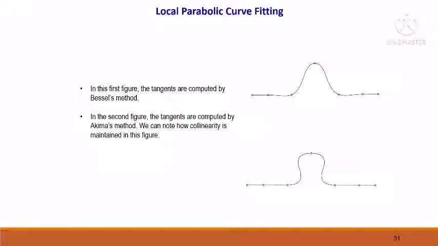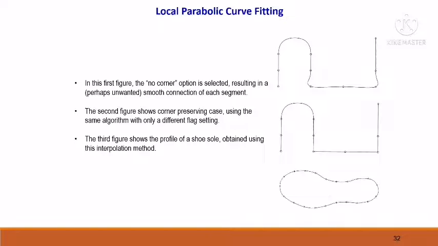Both of the figures shown in the slide are samples of parabolic curve fitting, but using different methods. In the first figure, the tangents are computed by Bessel's method, and in the second figure, the tangents are computed by Akima's method. We can see in the second figure how collinearity is maintained in the curves compared to the first figure. So these are some sample figures of local parabolic curve fitting.